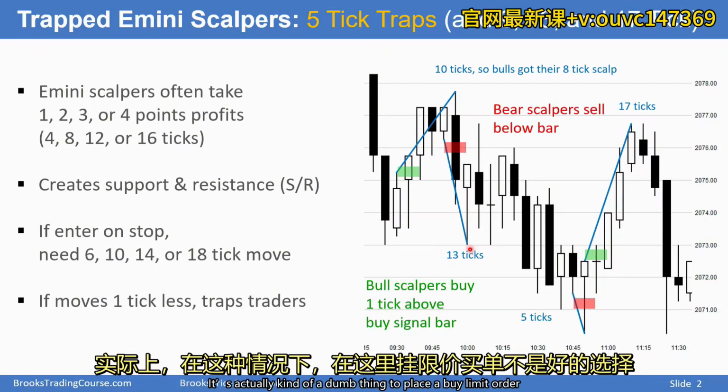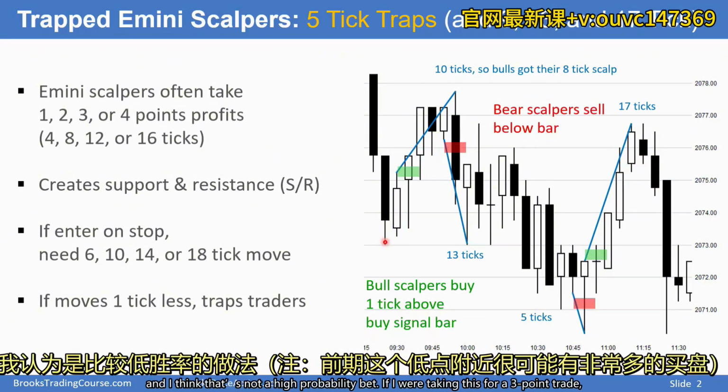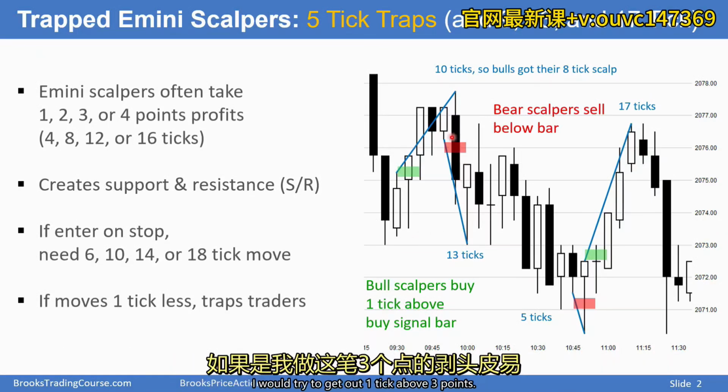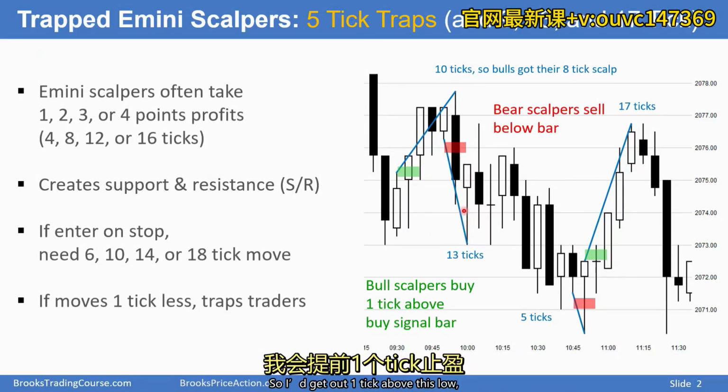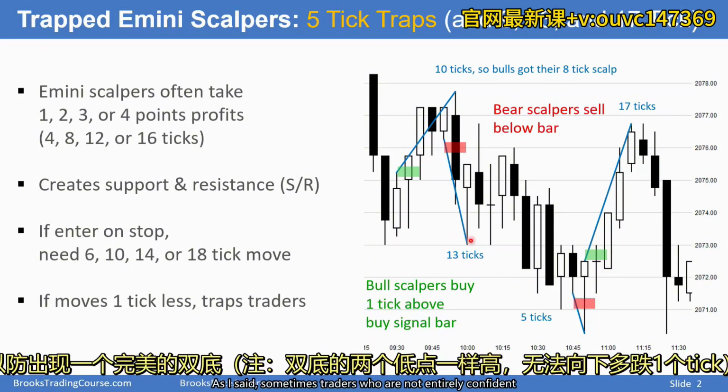Actually kind of a dumb thing to place a buy limit order at that price in this particular case because it has to fall below this low. And I think that's not a high probability bet. If I were taking this for a 3-point trade, I would try to get out 1 tick above 3 points. So I'd get out 1 tick above this low, just in case we got a perfect double bottom, which we did.